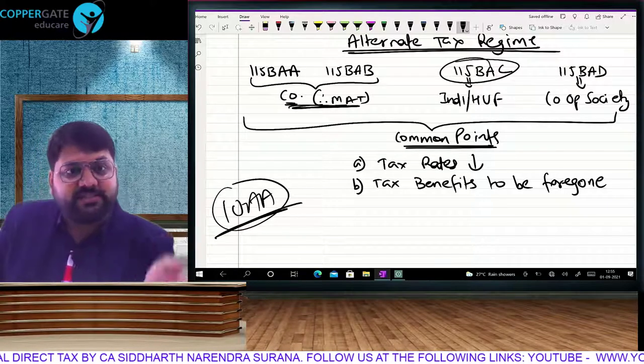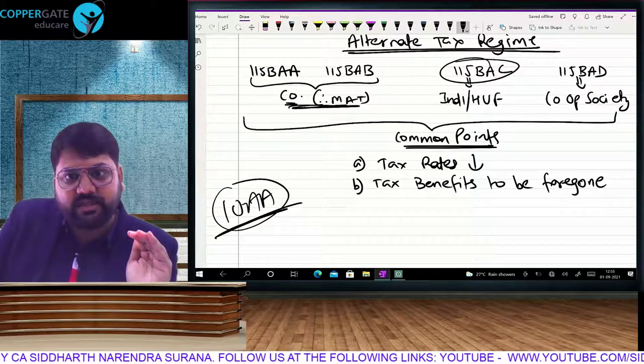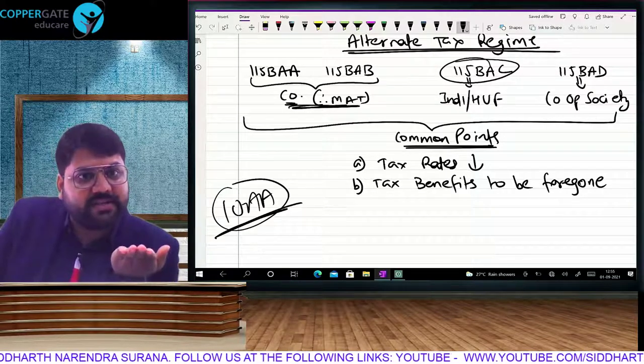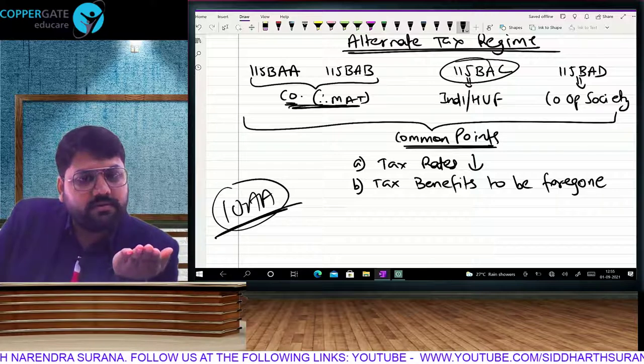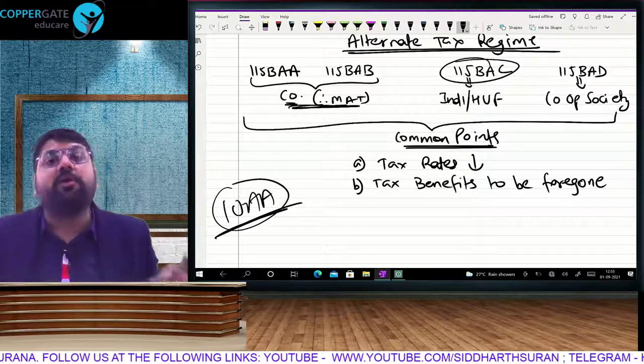Forego the tax benefits. Now tell me, what will happen to your total income if you forego tax benefits? If you stop taking deductions, income will increase. We will reduce the tax rate. So this is common in all the four sections.